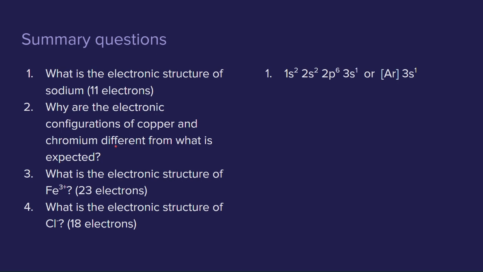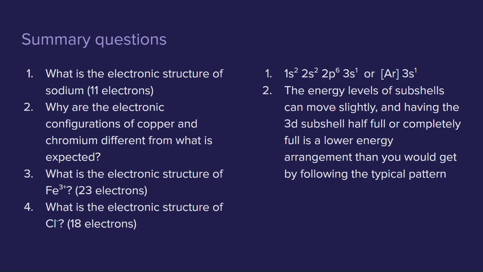So why are the electronic configurations of copper and chromium different from what is expected? Because the energy levels can move slightly, and having the 3d subshell half full or completely full is a lower energy arrangement than what you would get by following the typical pattern.